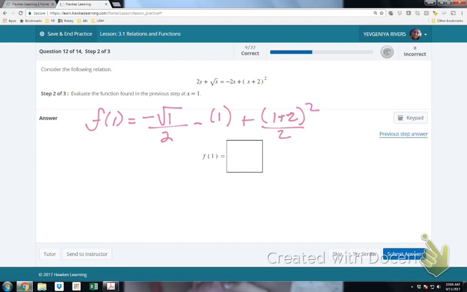divided by 2. Simplifying, I have negative 1/2 minus 1 plus 9/2. These two right here will sum up to 8 over 2, which is 4, and 4 minus 1 will be 3. So I'll input a 3.